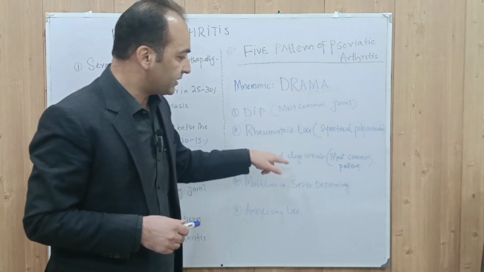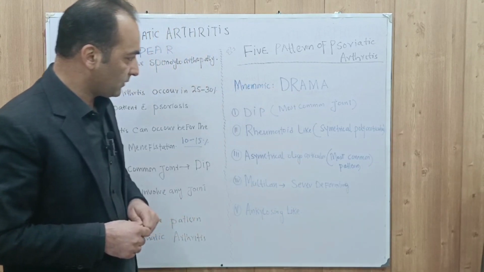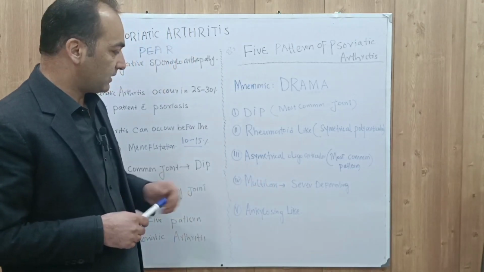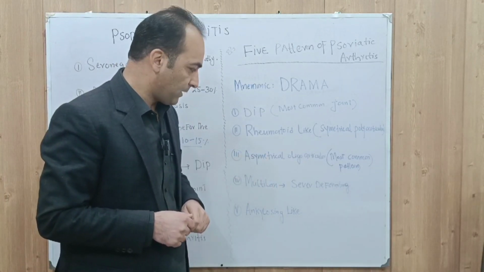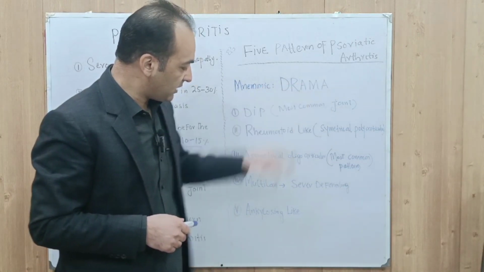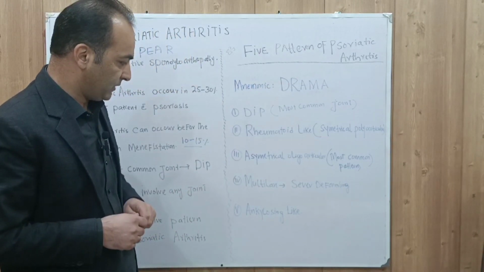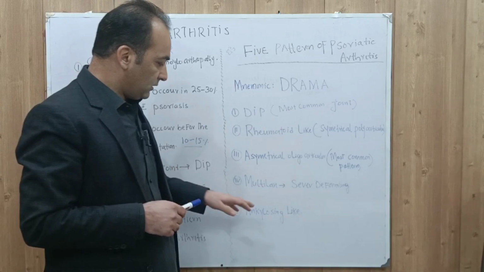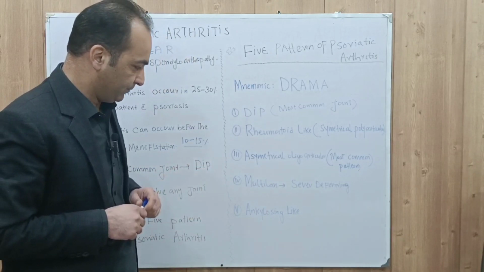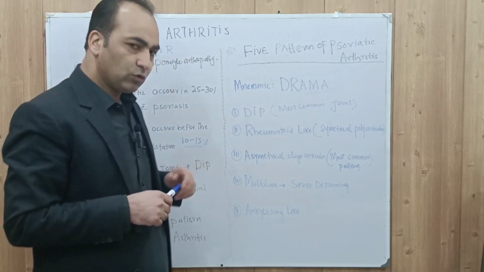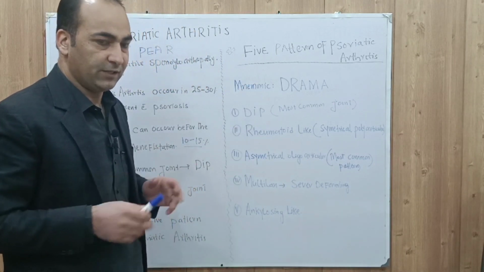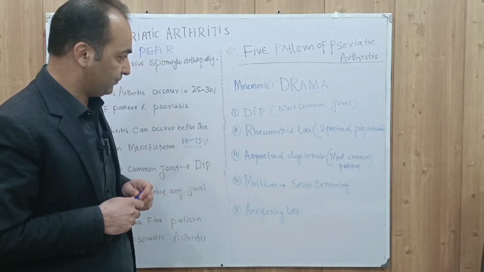A stands for asymmetrical oligoarticular. M stands for mutilans. Severe deformity occurs in arthritis mutilans, that is telescoping of the finger. And the last A stands for ankylosing-like. But remember, ankylosing spondylitis causes sacroiliitis on both sides of the body, while the sacroiliitis of psoriatic arthritis will be on one side, that is unilateral sacroiliitis.